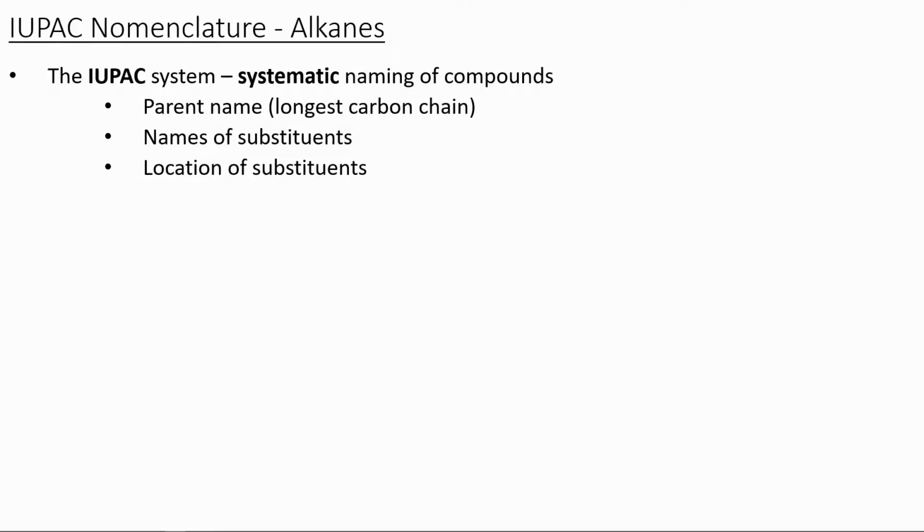There are three main priorities that we'll need to go through when we're naming. The first one is to identify the parent name, and the parent name is going to be based off of the longest carbon chain within the molecule. After we've identified the parent name, we can identify all of the substituents, name the substituents, and add a location to the substituents.